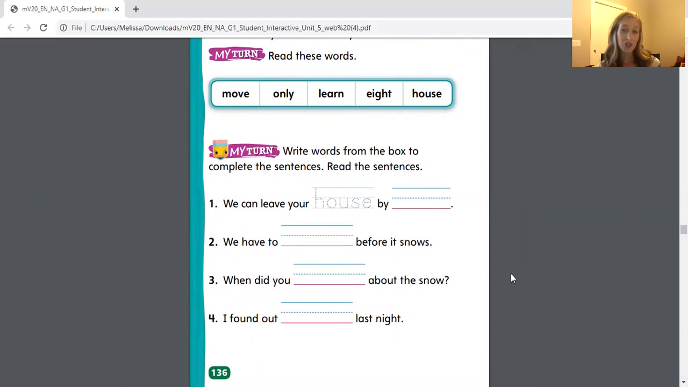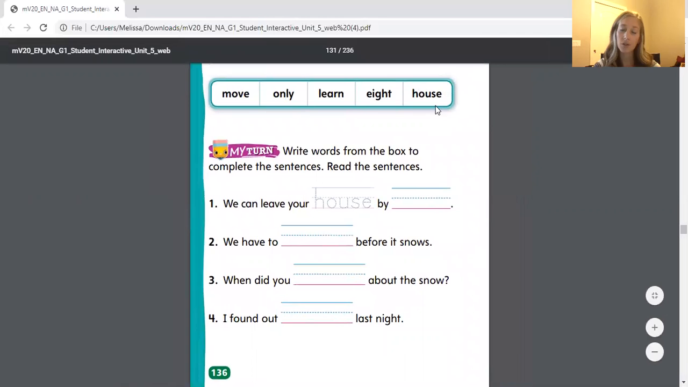All right, the first problem has one of the words already filled out for us. It's the word house. So you can go ahead and trace that, and you can either circle house or cross it off. That way we know we've already used that word. We can leave your house by blank.